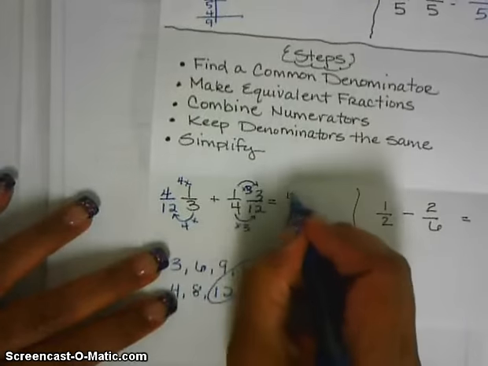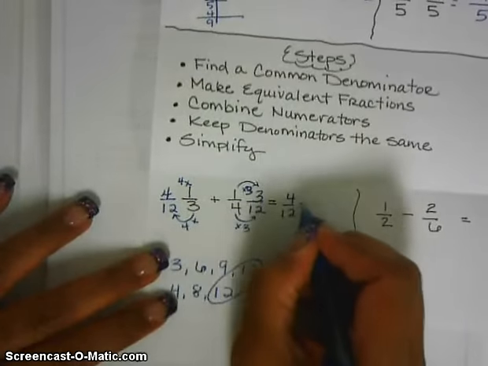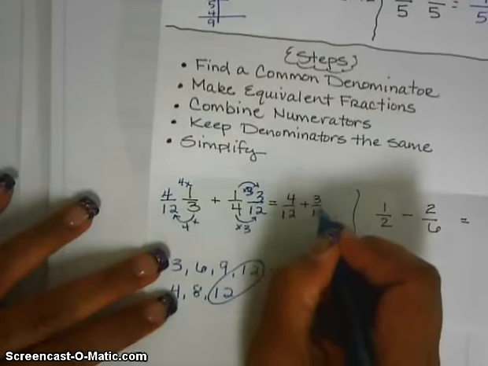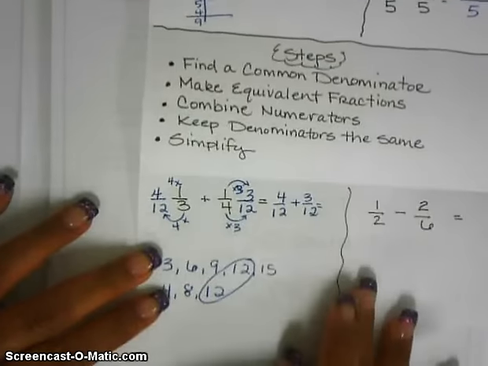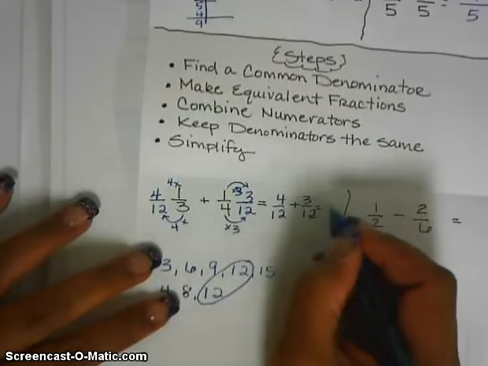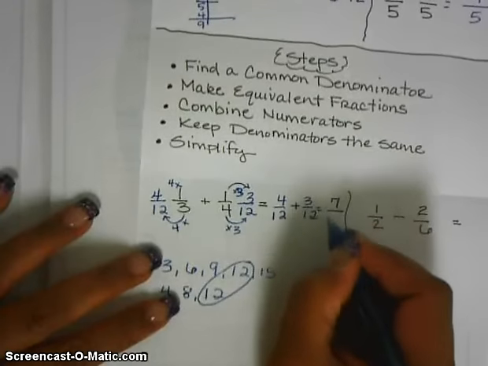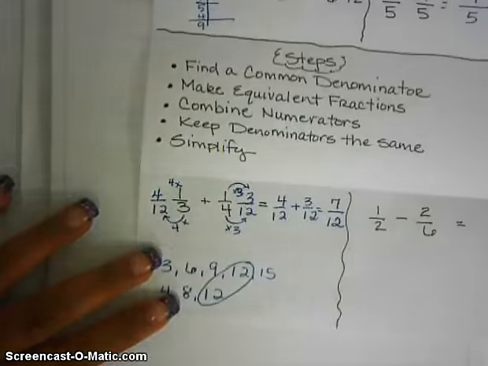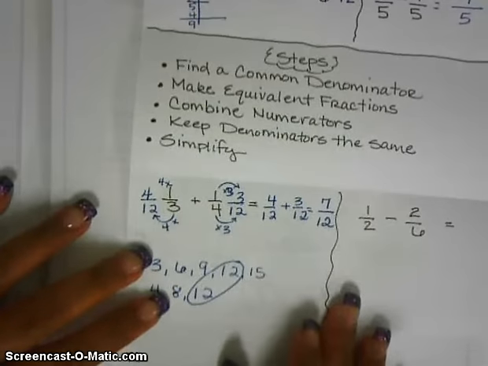Okay, so now I'm going to rewrite my fractions. I have 4 twelfths plus 3 twelfths. Now I can combine my numerators. I have a positive 4 and a positive 3. That gives me a positive 7. My denominator stays the same, and so I have 7 twelfths.